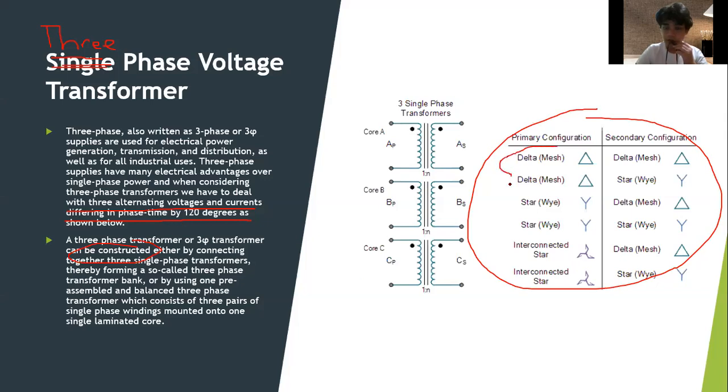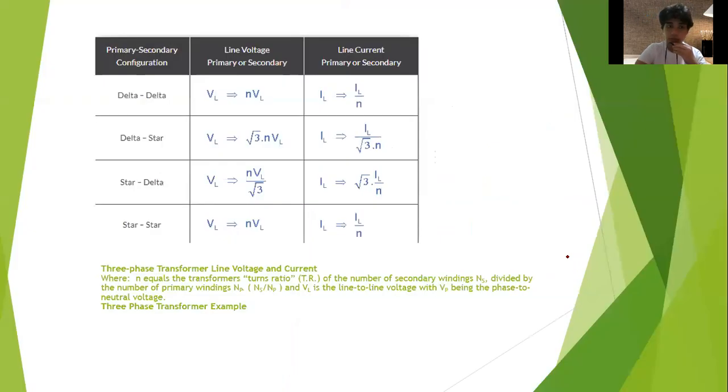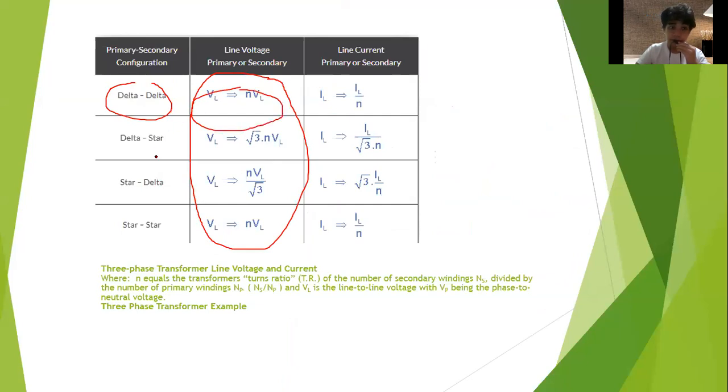So here, as you can see, the different types: delta or mesh, star or Y, the mesh ones, and the interconnected ones, interconnected stars. So here are the equations that we will use in order to obtain the line voltage and line current on each configuration. As you can see, for delta, we will use this one, and so on and so forth.